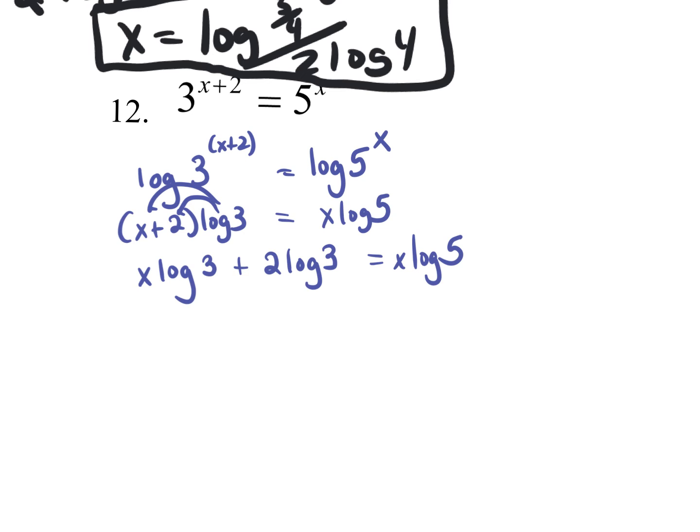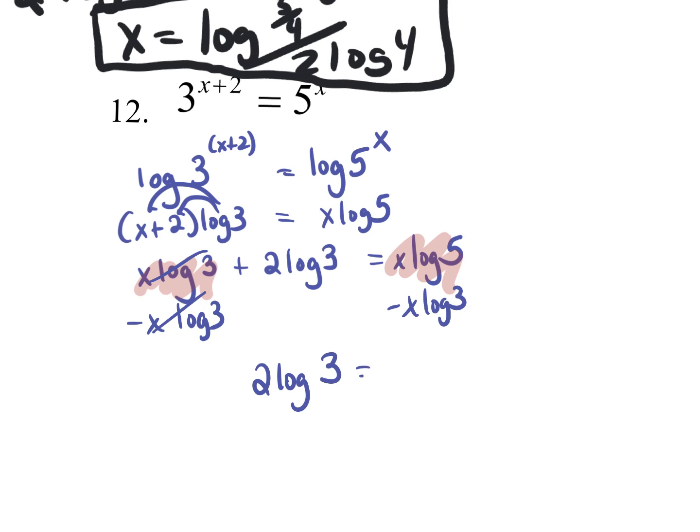So now if you notice, I've got 2 terms with x and 1 term without. So I'd like to get everything with an x on one side. So I'm going to subtract x log 3 from both sides. So I'll get 2 log 3, and I'm getting log 5 minus log 3 both with an x. Well, remember, if you subtract logs, we write it as a quotient. So it's log 5/3. And then I can simply divide both sides, 2 log 3 divided by log of 5/3.